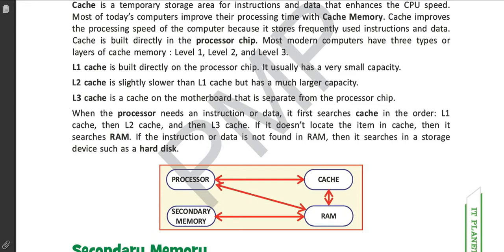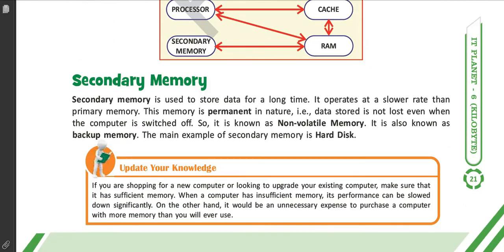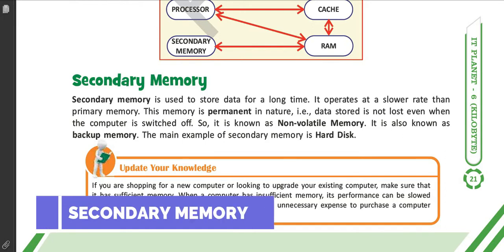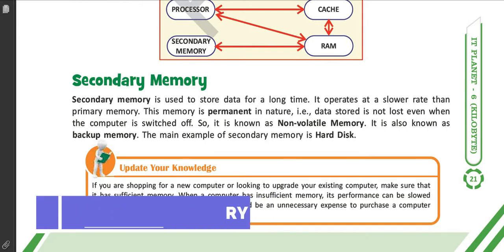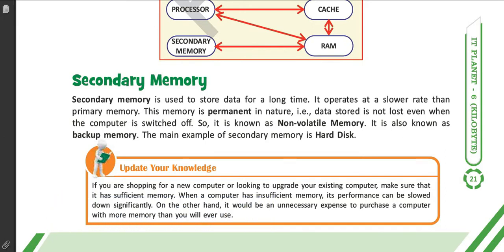Now move on to the next topic, secondary memory. Secondary memory is used to store data for a long time. It operates at a slower rate than primary memory. The secondary memory is permanent in nature. Data stored is not lost even when the computer is switched off. So it is known as non-volatile memory. It is also known as backup memory.